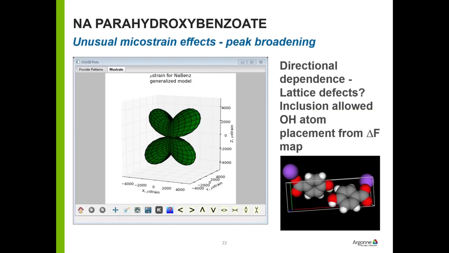And you get shapes like that for the equistrained surface. In this particular case, sodium parahydroxybenzoate, putting in the right model allowed us to find that hydrogen atom in a difference Fourier map, whereas you couldn't see it before with a bad fit.